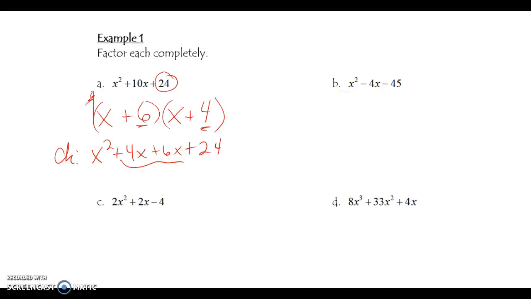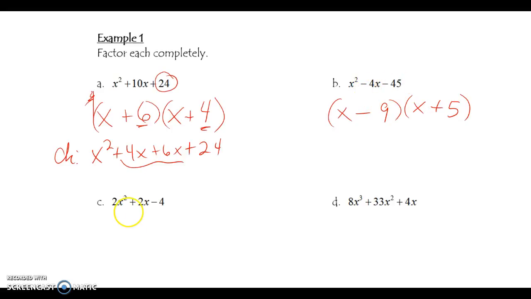You try B. All right, for B, since it was just x squared, it had to be x and x. And then we need two numbers that multiplied to give us negative 45 and add to give a negative 9. Whenever that last term, the constant, is negative, your two binomials have to be different signs. The way you decide which one's negative is if the middle term is also negative, then the higher number has to be negative. You see that if you multiply negative 9 times positive 5, you get negative 45, but if you add them, you get negative 4.